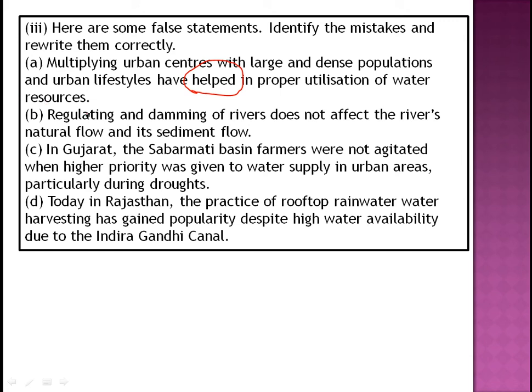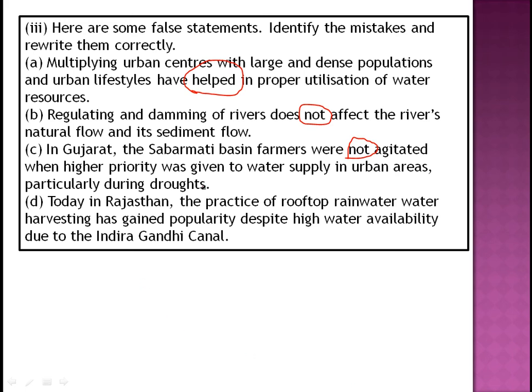Next, regulating and damming of rivers does not affect the river's natural flow. So not is not going to be here. It's going to be removed from here. It does affect. The river is having the effect. Next, in another one also, not is not going to be here. Please remove it and rewrite the sentence, right?